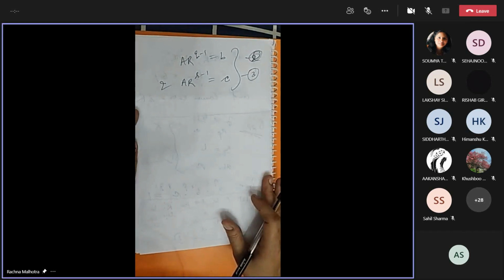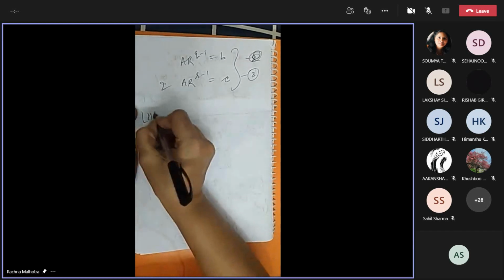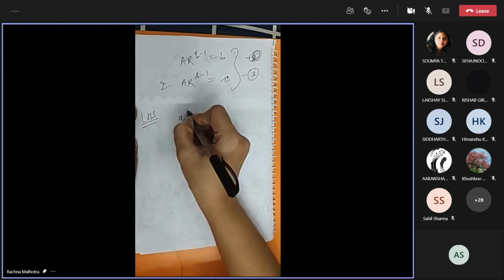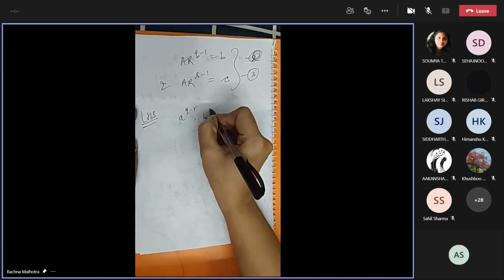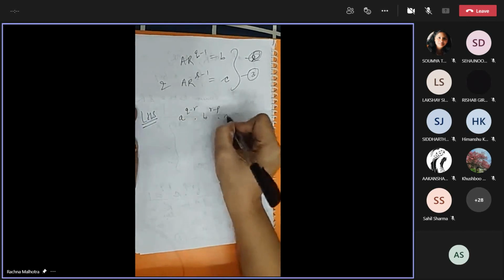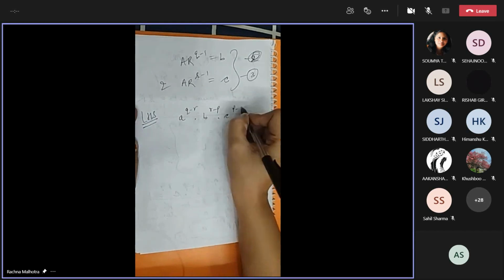Now we have to prove that the left hand side must be equal to the right hand side. What is the left hand side? I'm writing A to the power Q minus R, B to the power R minus P, C to the power P minus Q.